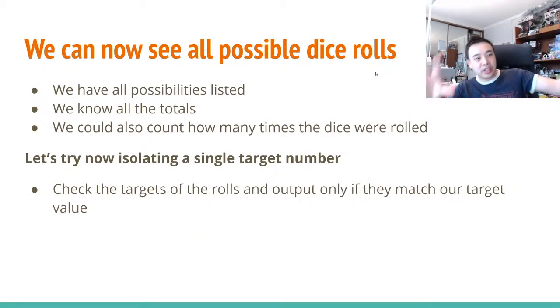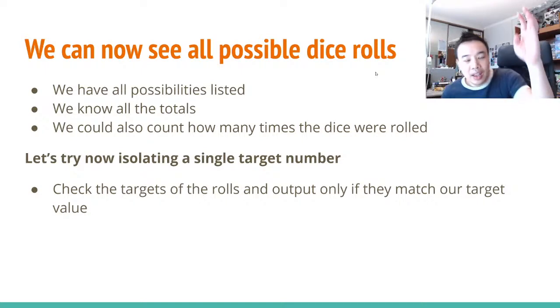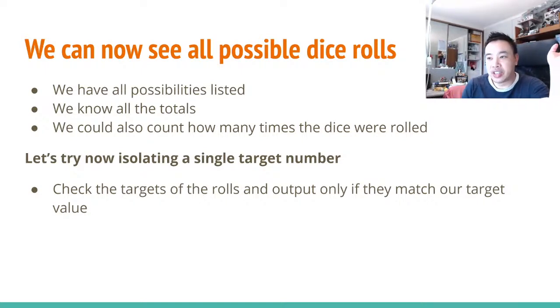Okay, so we're at this point now. At this point, we can see all the possibilities, and we know all of their totals. And if we want to, we could now count how many times the dice were rolled. I mean, we can just look at it and go, there's 36 different possibilities. But if we don't know exactly what the dice are, so someone might put in a 4-sided dice and an 8-sided dice and say, okay, give me the result.